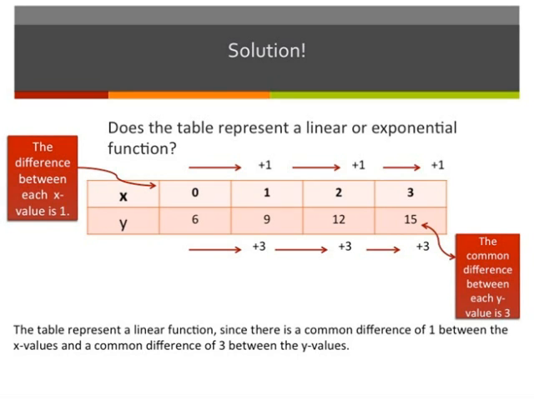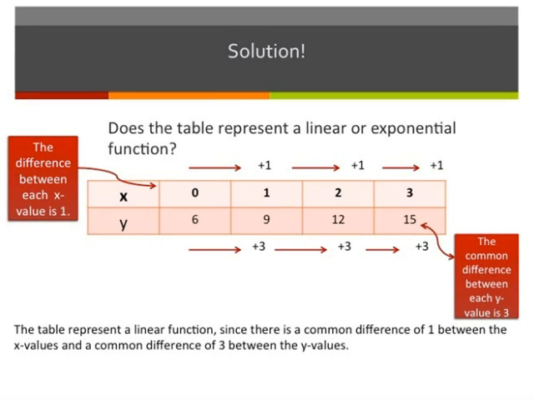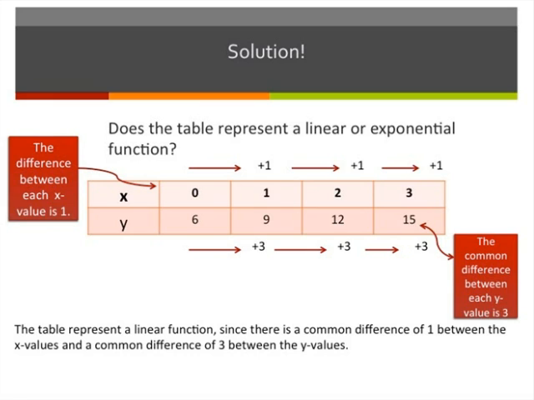Then the table represents a linear function, since there is a common difference of 1 between the x values and a common difference of 3 between the y values. Remember, in order for it to be an exponential function, there must be a ratio in the y values. And in this case, we do not.